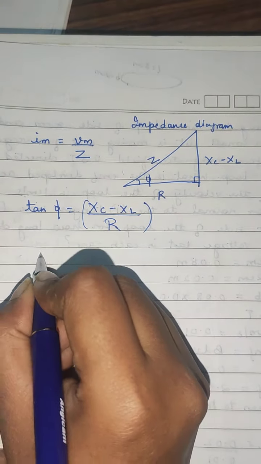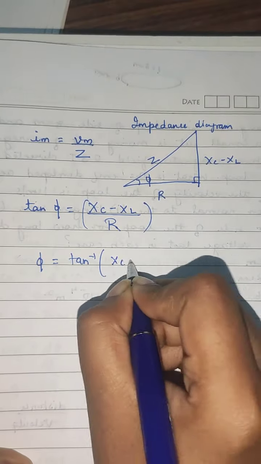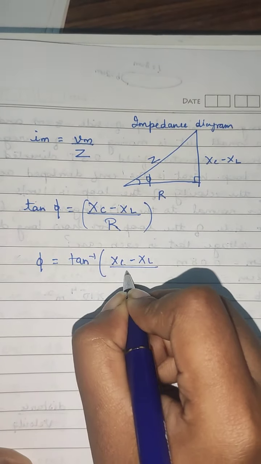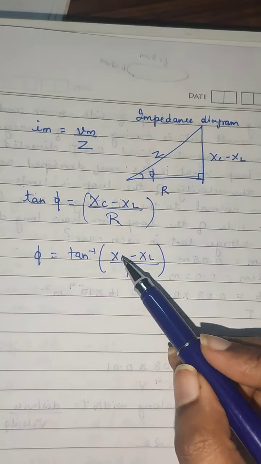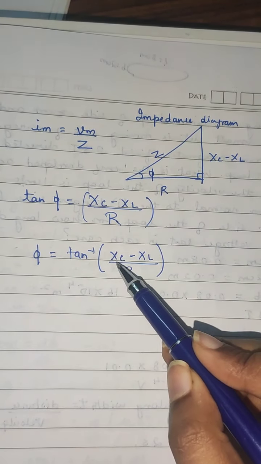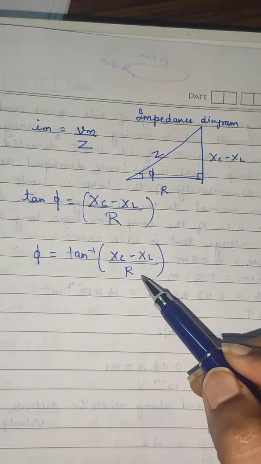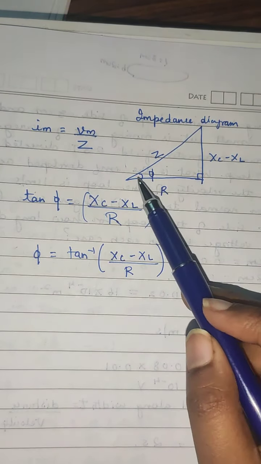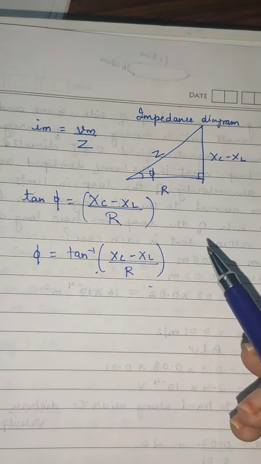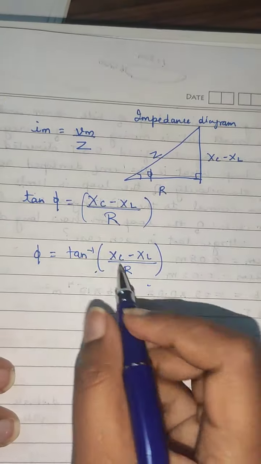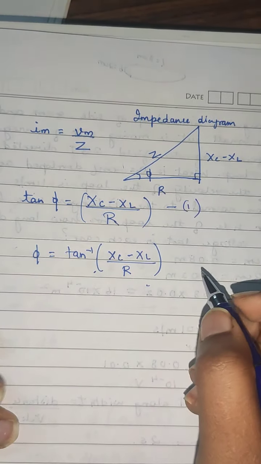So if you want to find the angle, it will be tan inverse of (Xc minus XL) upon R. Xc is the capacitive reactance, XL is the inductive reactance, R is the resistance. So if I want to find out how much the angle is, then I have to take tan inverse of this. This is one equation which we need to know.